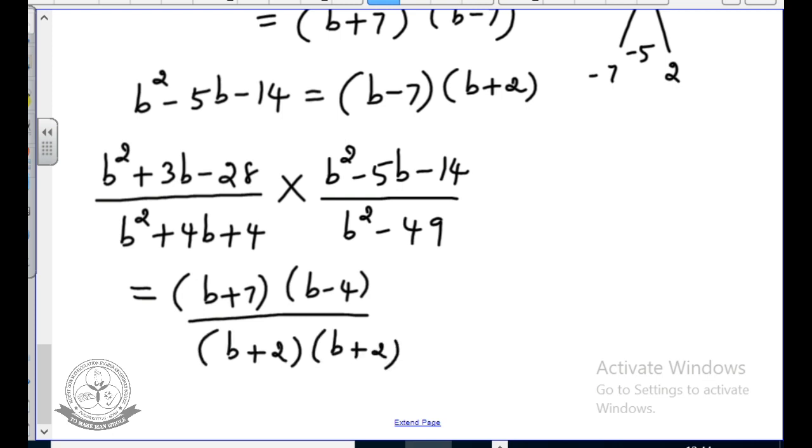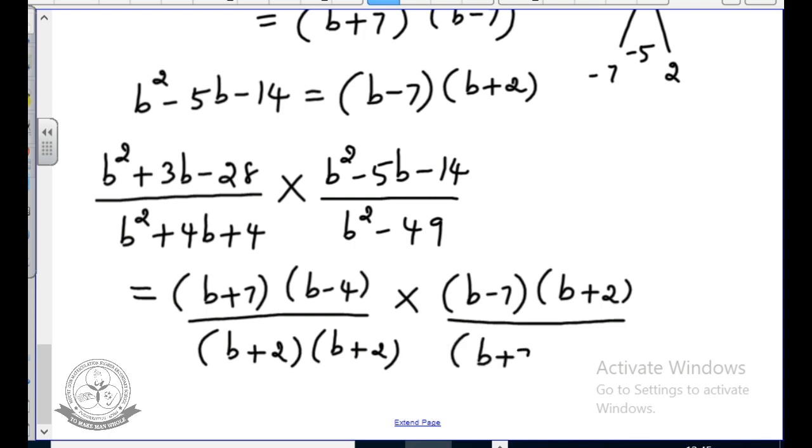So instead of divide, you should do the multiplication, right? So multiply by b square minus 5b minus 14. The factors are b minus 7 into b plus 2, divided by b square minus 49, which is equal to b plus 7 into b minus 7.